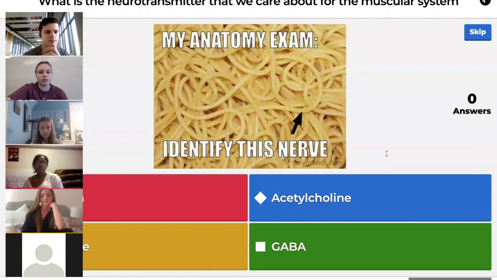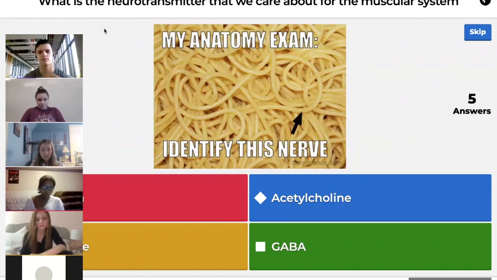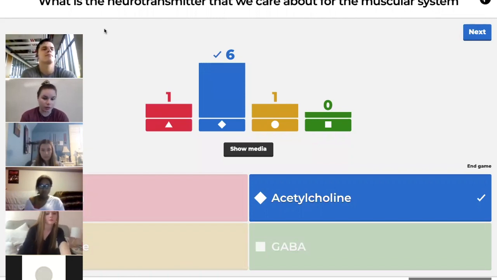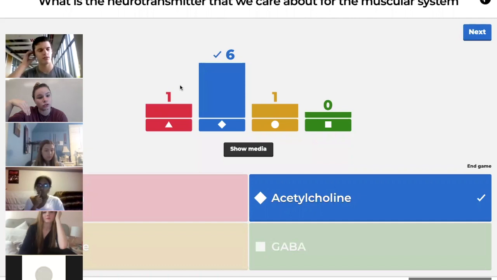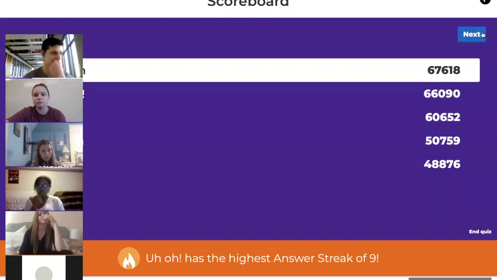What is the neurotransmitter that we care about for our muscular system? Perfect. Acetylcholine, okay? Serotonin and dopamine are not what we're talking about. So acetylcholine is released from that axon terminal in the secretory vesicles, and they attach to the acetylcholine receptors in the neuromuscular junction, okay? Which allows us to transfer that electrical signal down the T-tubule and into the sarcoplasmic reticulum, and calcium and calcium and calcium. Okay?